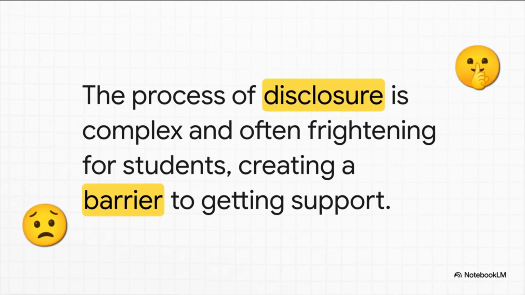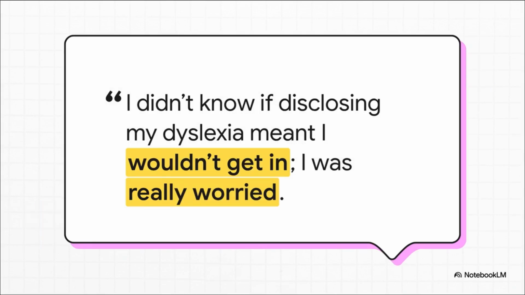The second huge theme was this whole complicated, often terrifying process of disclosure. Students are facing a genuine dilemma here. Do they speak up about their needs and risk judgment, or do they just try to struggle through in silence without the support they're entitled to? And this quote just gets right to the heart of that fear, doesn't it?